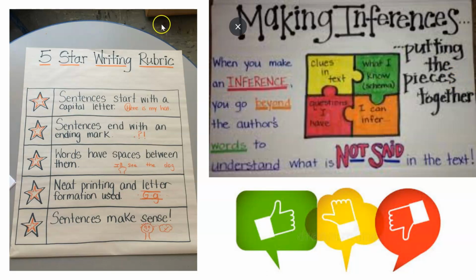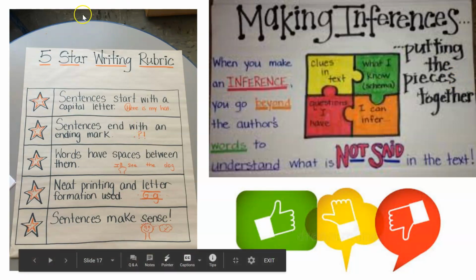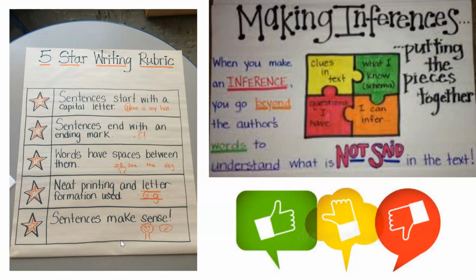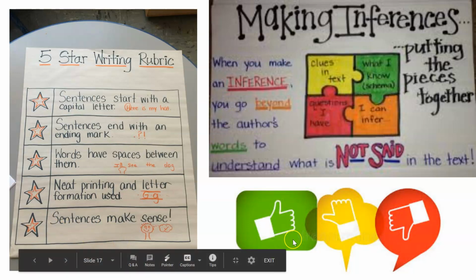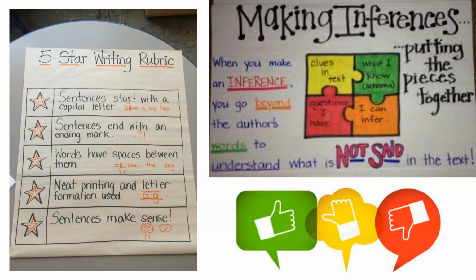Okay, this is a writing rubric, and rubrics teach students to evaluate their work. The thumbs up, thumbs to the side, thumbs down, that teaches students to evaluate things. They can tell their opinion about something, whether they liked it or they disliked it, and why.